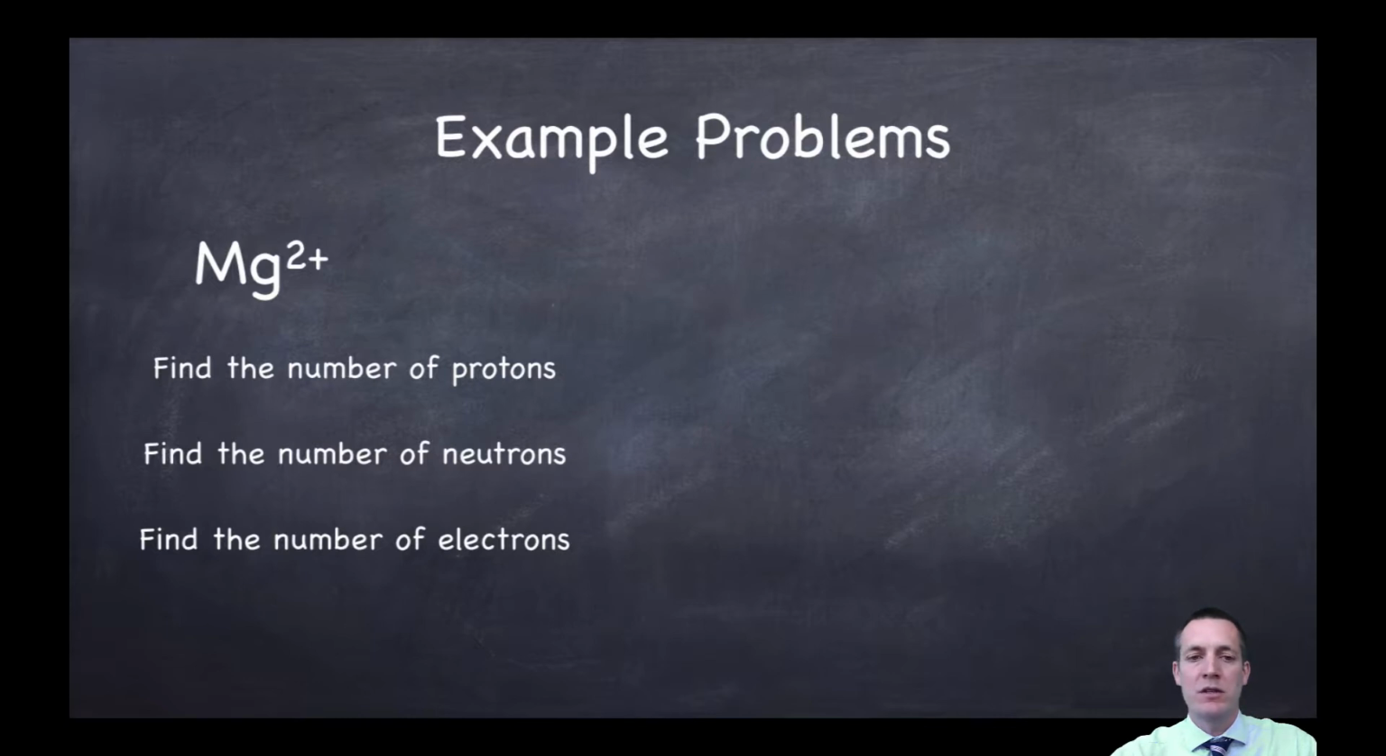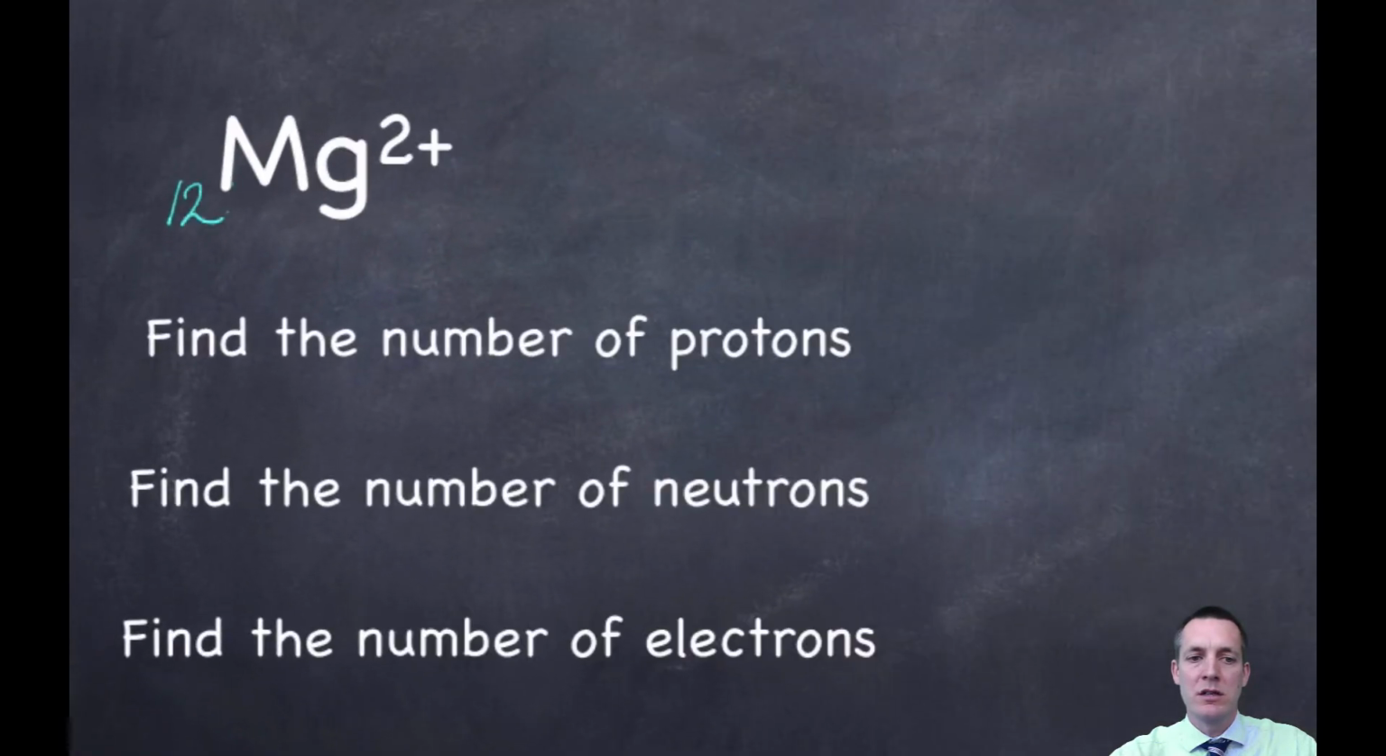Okay, so now we've got this symbol here, Mg2+. We've got to find the number of protons. It's very difficult to do a problem like this without a periodic table, but if we looked in the periodic table, we would see that the atomic number of magnesium is 12 and the mass number is 24. What's the number of protons? Well, that's given by the atomic number, so 12.